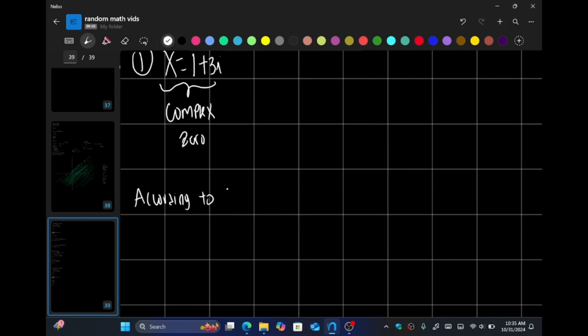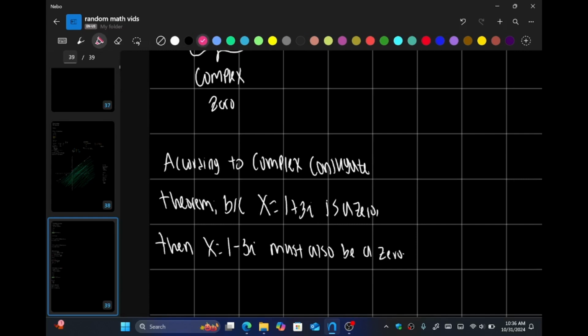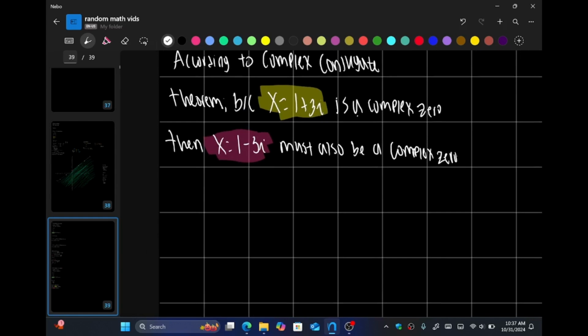I'm sorry guys, hold on. Let me write it down. Okay guys, so let me highlight this right quick. So we've established that because 1 plus 3i is a 0, then that means 1 minus 3i must also be a 0. I keep forgetting a complex 0, guys. So we know that this is true.